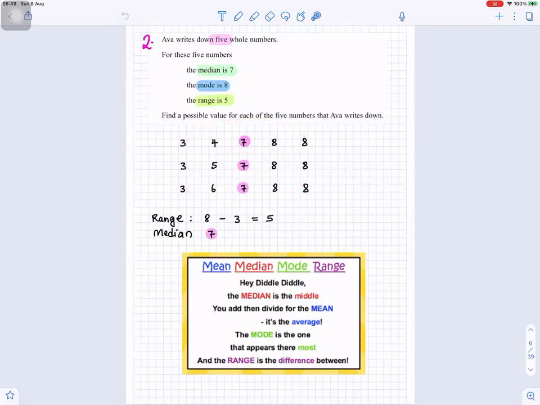And this is a way to remember it. Mean, median, mode, range. Hey diddle diddle, the median is the middle. You add, then divide for the mean. It's the average. The mode is the one that appears the most. And the range is the difference between.